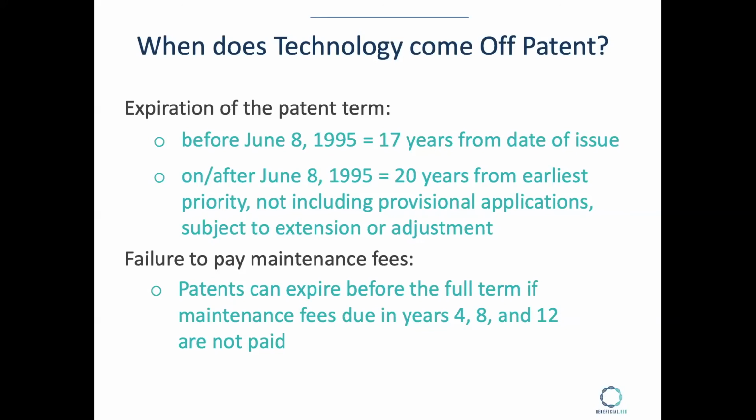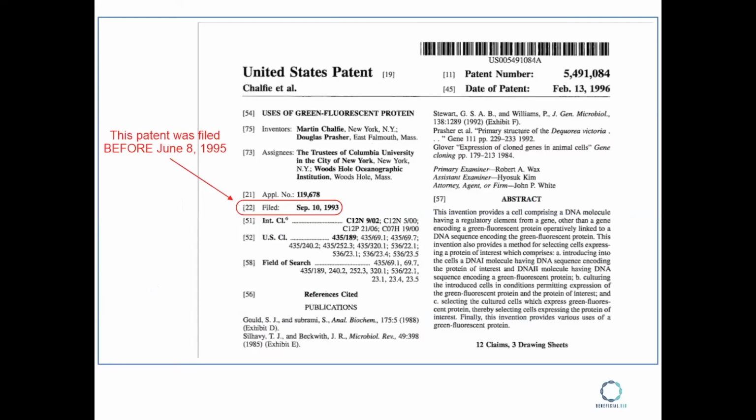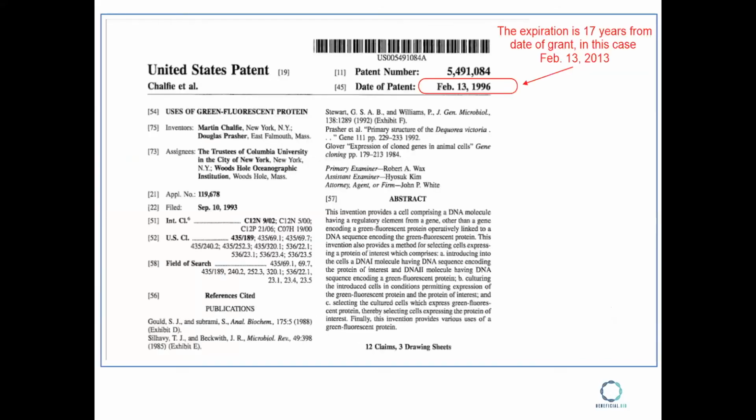So how does that work? Here's the face of the patent. This is the one by Martin Chalfie on uses of green fluorescent protein. You can see that this patent was filed before June 8th of 1995. So we look at the date the patent was issued, and it will be 17 years from the date of grant. You just add 17 years to 1996, and you come up with February 13th, 2013.